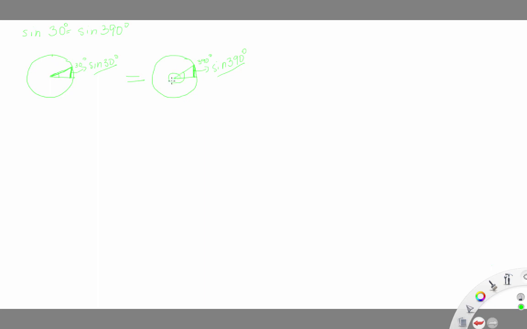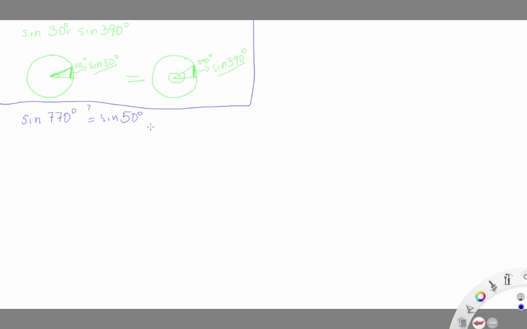I want to do another example for you. I hope this will help you understand better. I'm just going to make this a little box. I'm going to check if sine of 770 is equal to sine of 50.